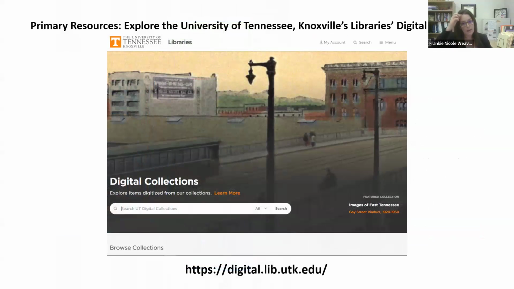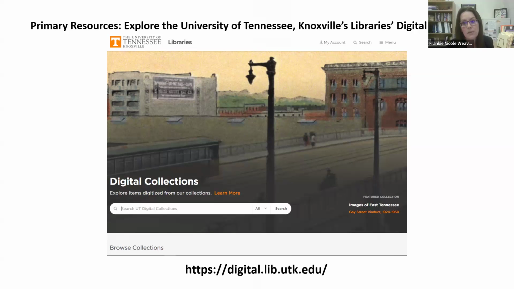And then they can explore the University of Tennessee, Knoxville library's digital collections. You do not have to be a student here at the University of Tennessee, and you don't have to work here, to explore our digital collections. And this has a wealth of information. So again, I'm highlighting Senator Baker, but there are many digital collections in here.